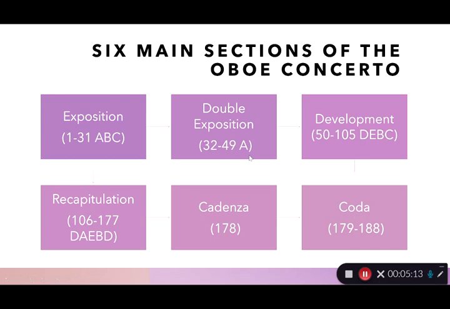There are about 7 bars, I believe, of transitional material into the development section, so that's why I've just listed that as the A section, or the A theme, I'm sorry. So for the development, we have bars 50 through 105, and we hear the introduction of 2 new themes. These are the D and the E themes, and then we hear development on the themes of B and C.